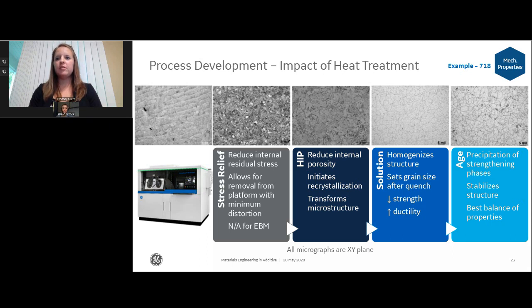From there, we'll go through a solution cycle, which homogenizes the microstructure and sets the grain size once you quench after solution. In this step, the strength will decrease and your ductility will increase. Finally, we'll go through an age cycle where the precipitation of the strengthening phases increases that strength and stabilizes your microstructure. So for age-hardenable alloys, this is definitely the balance of properties after this age cycle.